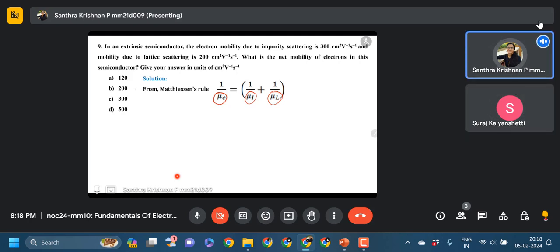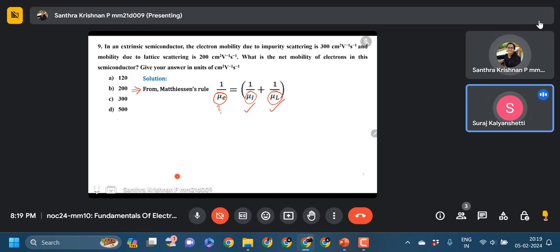Only thing, this particular equation is not commonly used anywhere, and mostly it won't be included in any syllabus or books, but there might be a possibility of questions coming from this part. In an extrinsic semiconductor, the electron mobility due to impurity scattering is this much, and mobility due to lattice scattering is this much. What is the net mobility of the electrons in this semiconductor? Basically, mu I is given to you, mu L is given to you, you have to find mu E. It is more around material science.